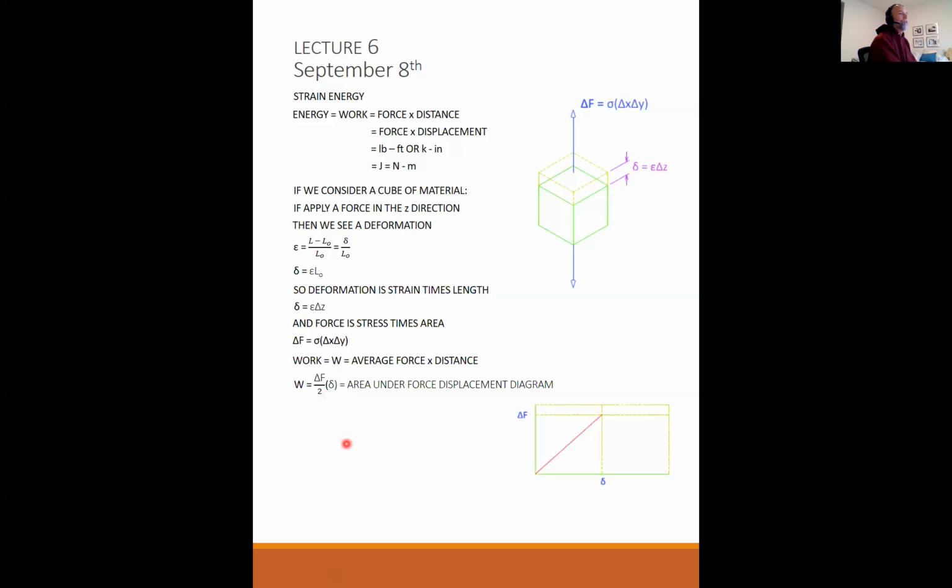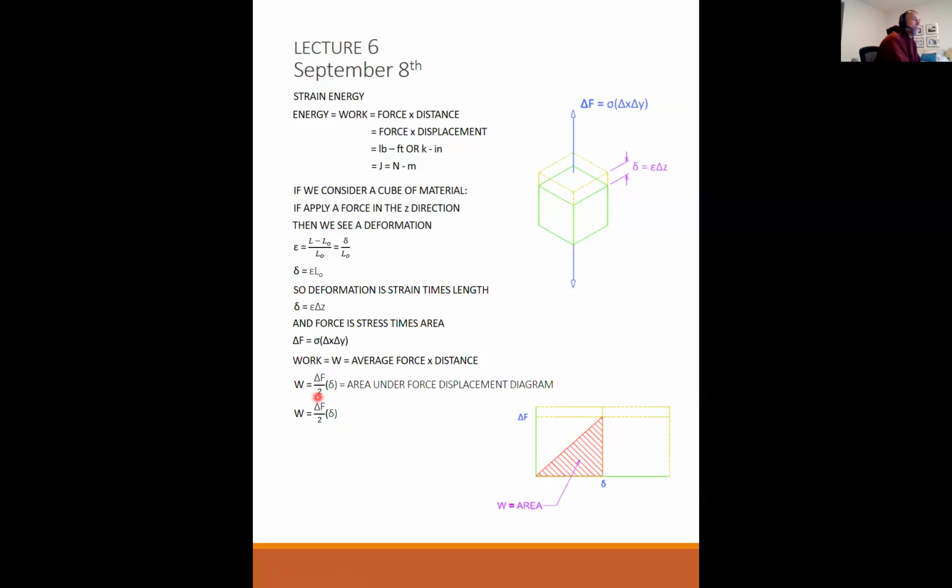And this has a physical significance in that it is equal to the area under the force displacement diagram, like so. So if I was to plot a force displacement diagram, then work is equal to the area under that curve. Okay, everybody still with me? Yes. Thank you, good.